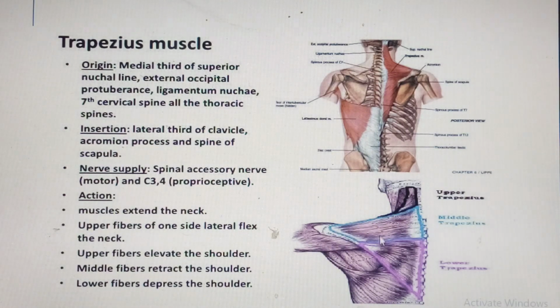So we can divide the fibers into three areas: the upper fibers, middle fibers, and of course lower fibers, as illustrated over here. So that is what I want you to know. If you want to know the actions of all these, I've done those videos. But specifically, in this question we want to know the nerve supply, and the nerve supply over here is, apart from the spinal accessory nerve, some proprioceptive innervation sensed through C3 and C4.